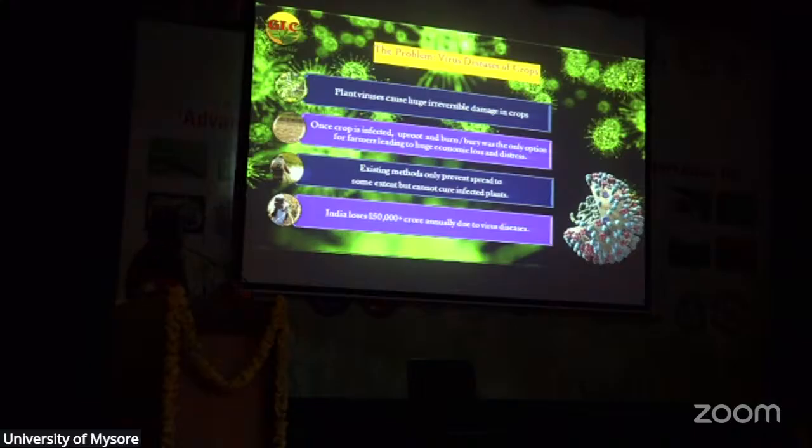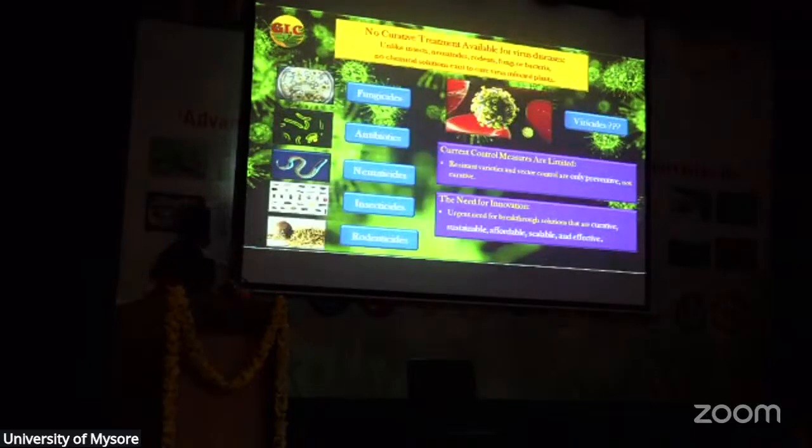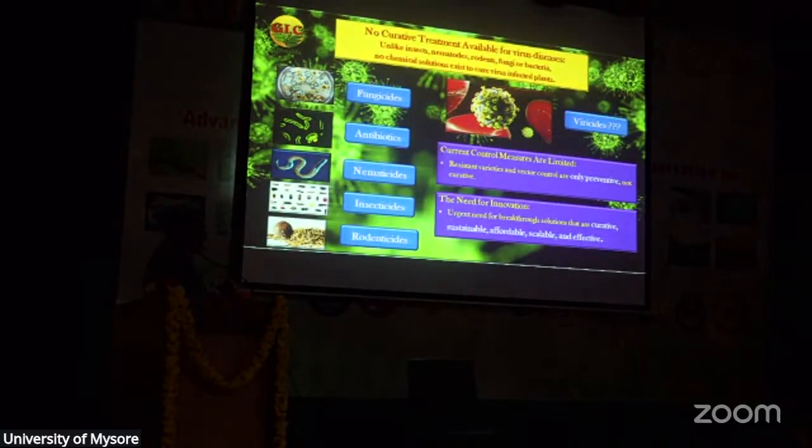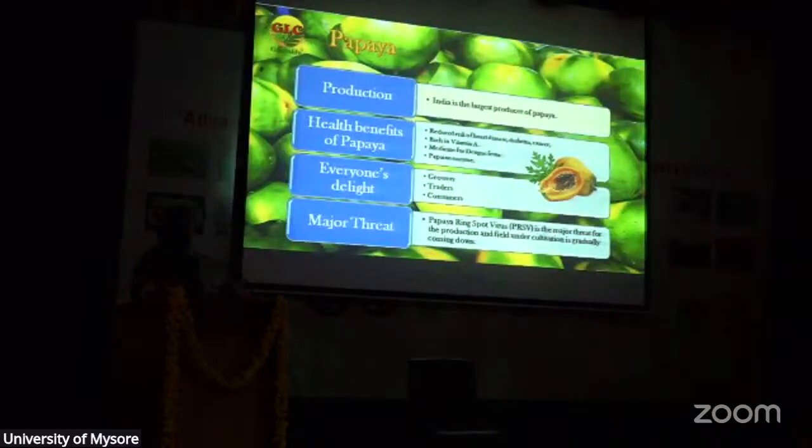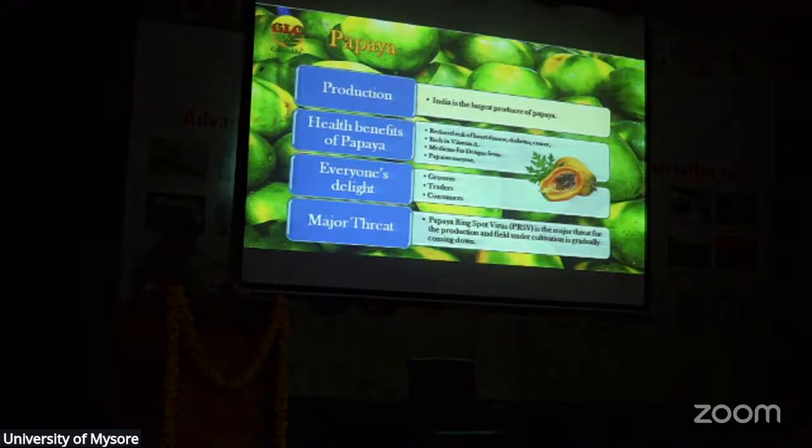India loses nearly 50,000 crore rupees worth of crops due to virus diseases, and we have fungicides for fungi, antibiotics for bacteria, nematicides for nematodes, insecticides for insects, and rodenticides for rodents. But there are no viricides except fake products in the market. So for papaya, we took a challenging crop, because it's a long-term crop.